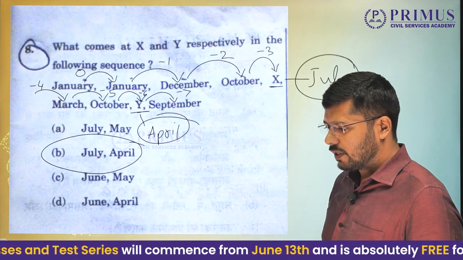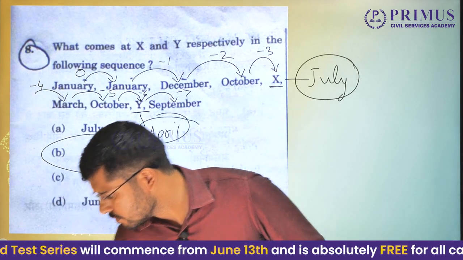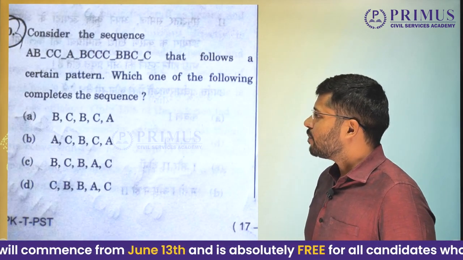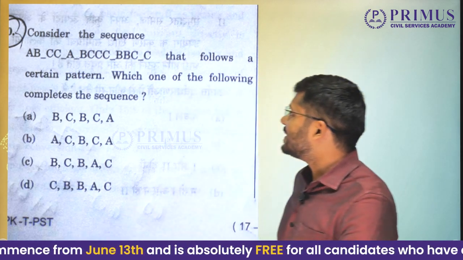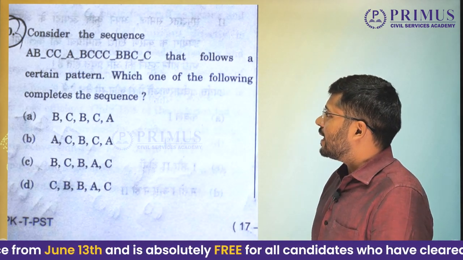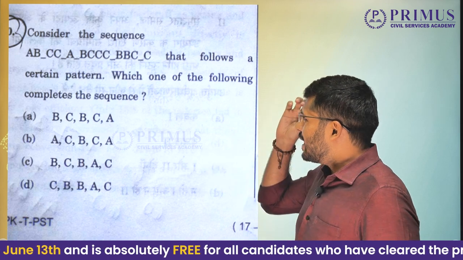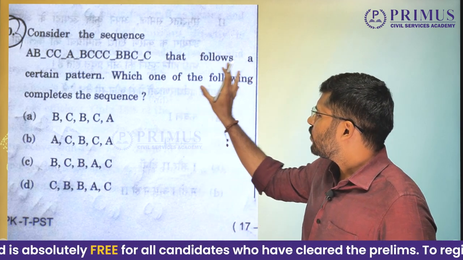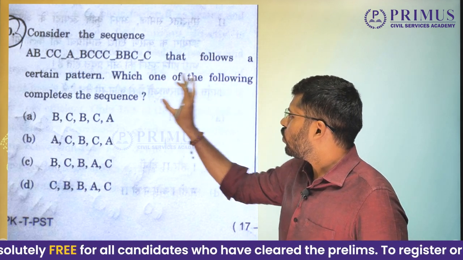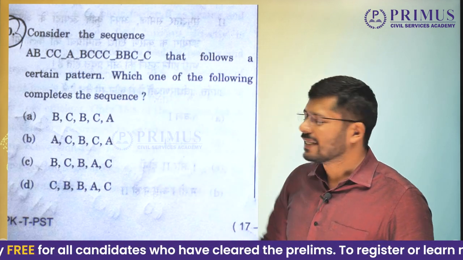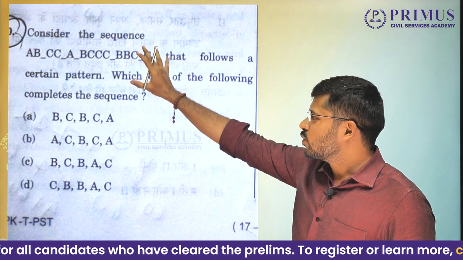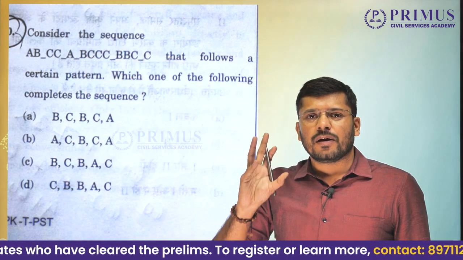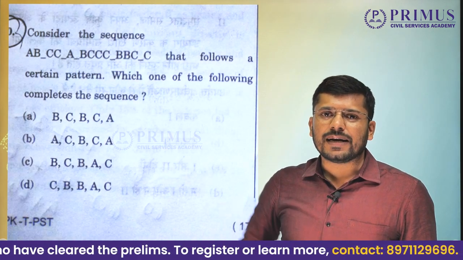We'll go to the next question now. Consider the sequence AB_CC_A_B_CCC_BB_C_C, which follows a certain pattern. Which one of the following completes the sequence? To answer such questions, just directly substitute the options, and whichever gives you a valid looking pattern will be your answer.